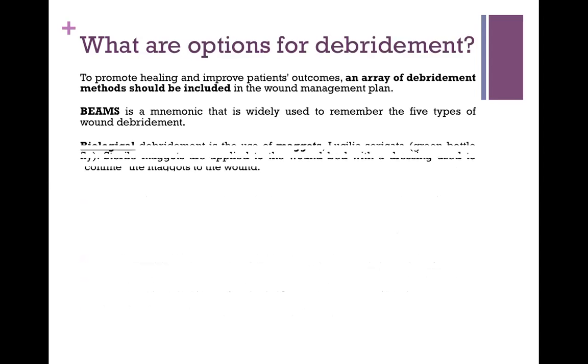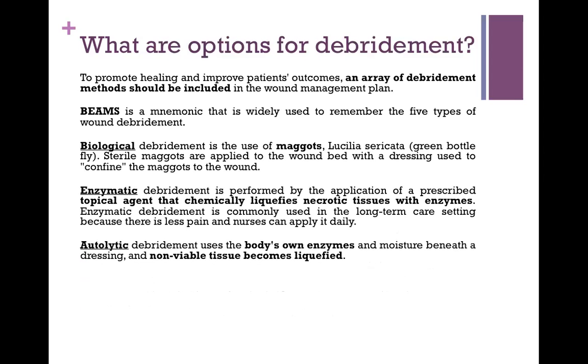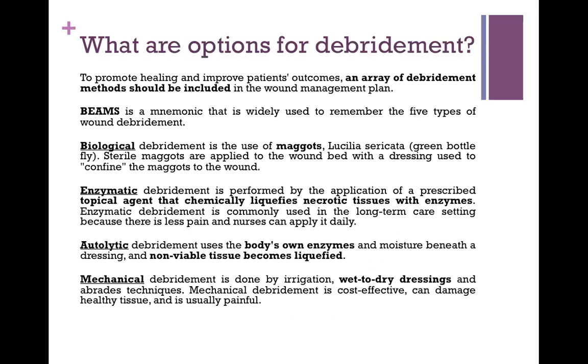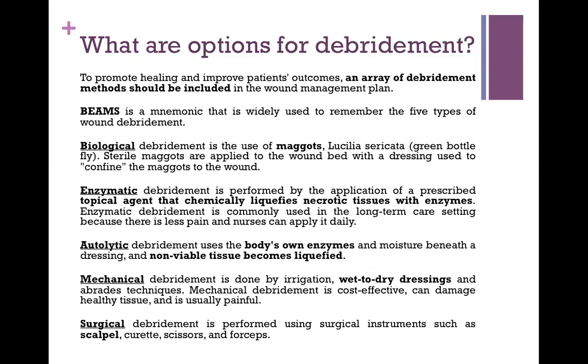Now, there are different types and different options for debridement. The mnemonic is BEAMS: biological, enzymatic, autolytic, mechanical, and surgical debridement. Now, biological debridement is the use of maggots. Enzymatic debridement is performed by the application of a prescribed topical agent that chemically liquefies necrotic tissue with enzymes. Autolytic debridement uses the body's own enzymes. Mechanical debridement is done by irrigation, wet to dry dressings, etc. And surgical debridement is performed using surgical instruments.